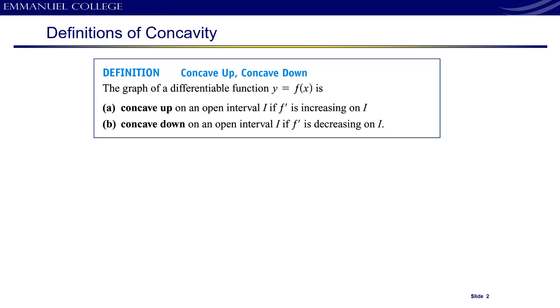So concave up is where the derivative is increasing on an open interval. And concave down is where, on an open interval, the derivative is decreasing. So concavity is based around the first derivative changing.